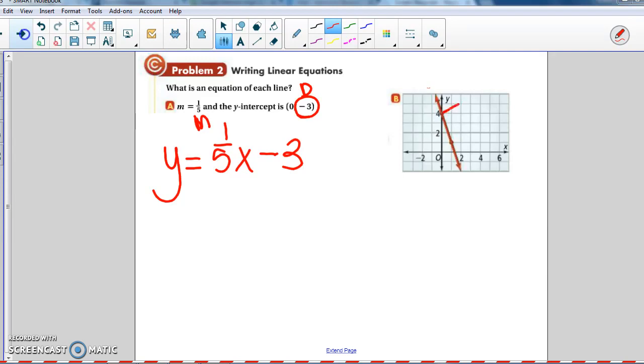Here we have our y-intercept of 4, so that's b. Our slope is rise, 1, 2, 3, negative 3 over 1, which is negative 3. So our equation, y is equal to mx plus b, negative 3x plus 4.